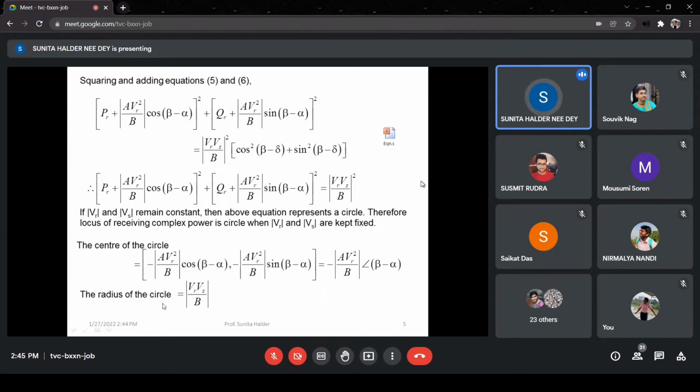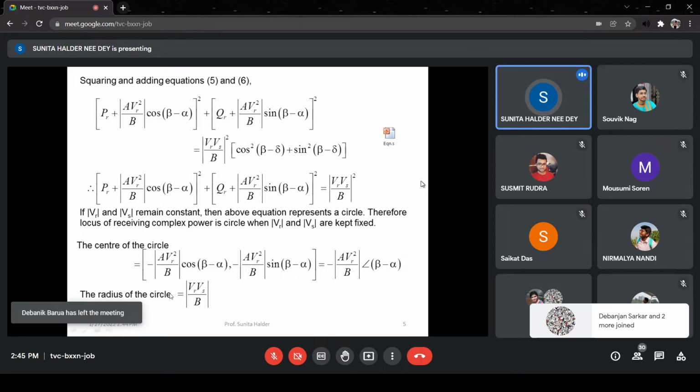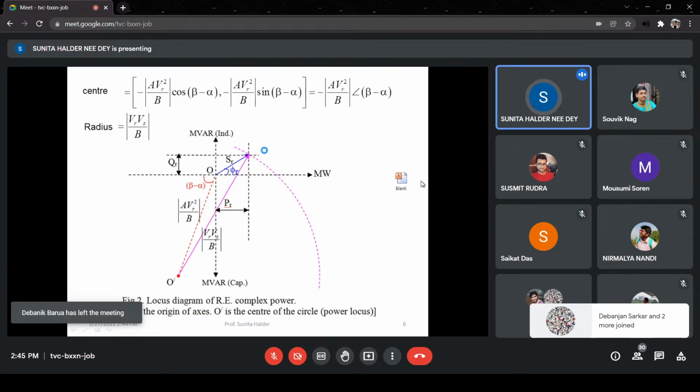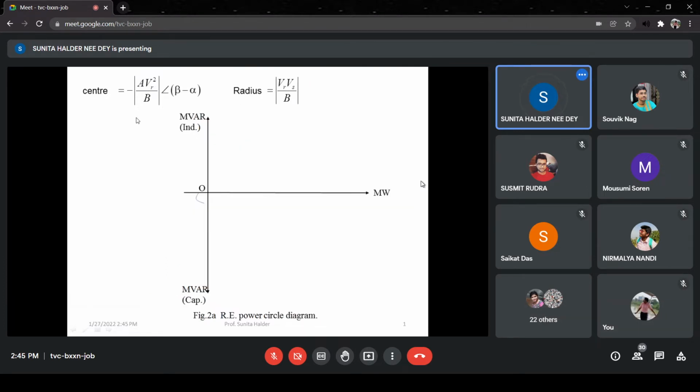Similarly, the radius of the circle is VRVS by B. So if the receiving end and sending end voltage magnitudes are kept constant, then the receiving end power will vary in a circle with radius VRVS by B and with center minus AVR square by B at an angle beta minus alpha, right? So the center will be minus AVR square by B at an angle beta minus alpha, and the radius will be VRVS by B, right?